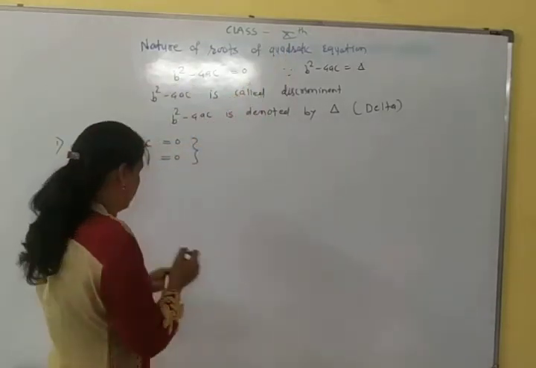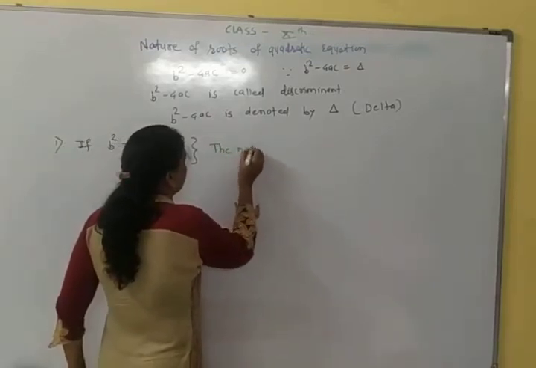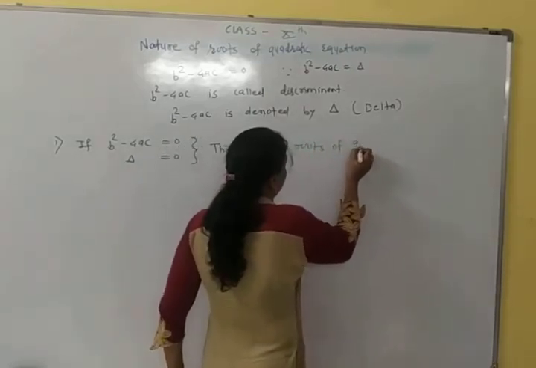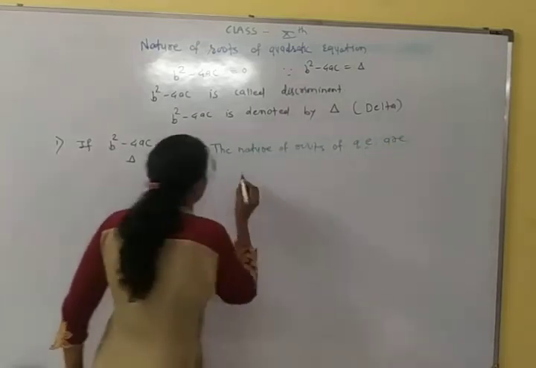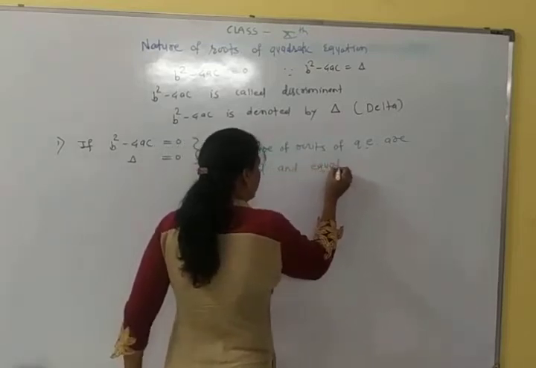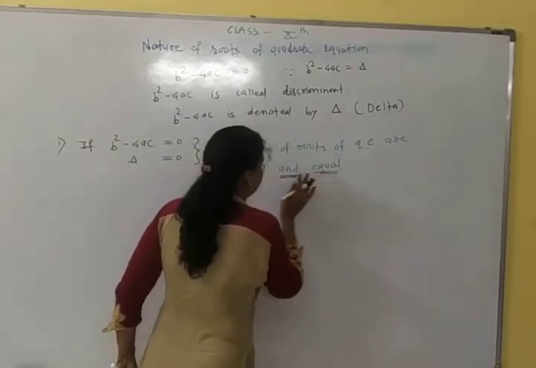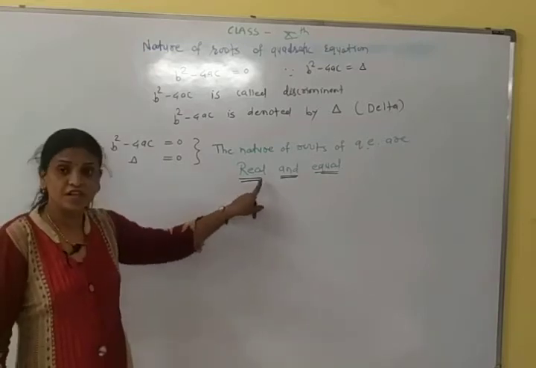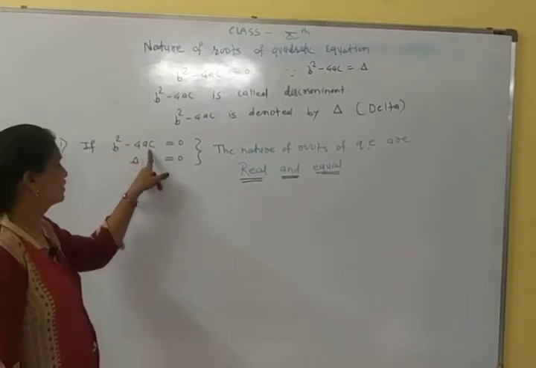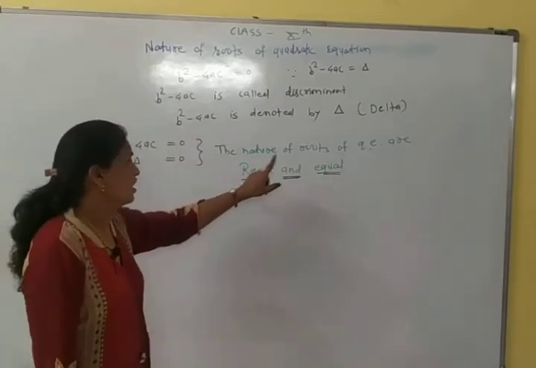If b square minus 4ac equal to 0, means if delta equal to 0, then the nature of roots of quadratic equation are real and equal. Real and equal. This is the nature. The nature will be real and equal when delta equal to 0.